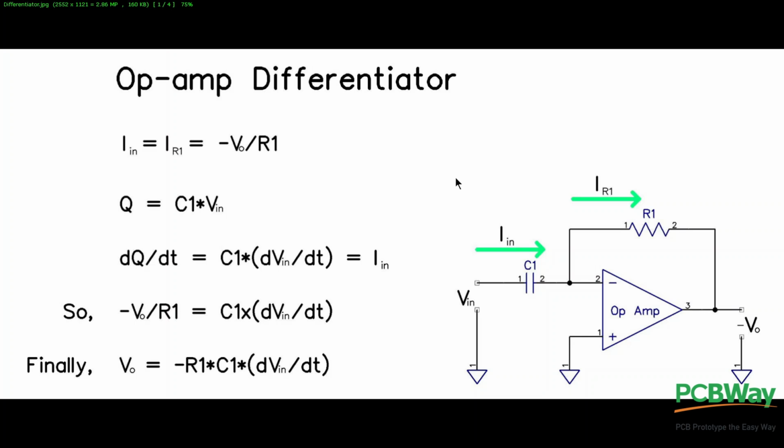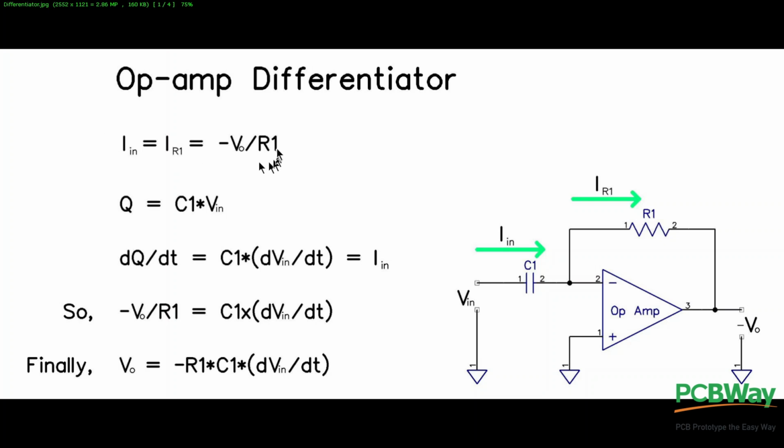All right, we're back. And so let's go down here and derive how this particular circuit, a very simple circuit, works. It looks like the regular inverting amplifier circuit, except you have a capacitor here instead of another resistor. And let's look at why and how this is a differentiator.